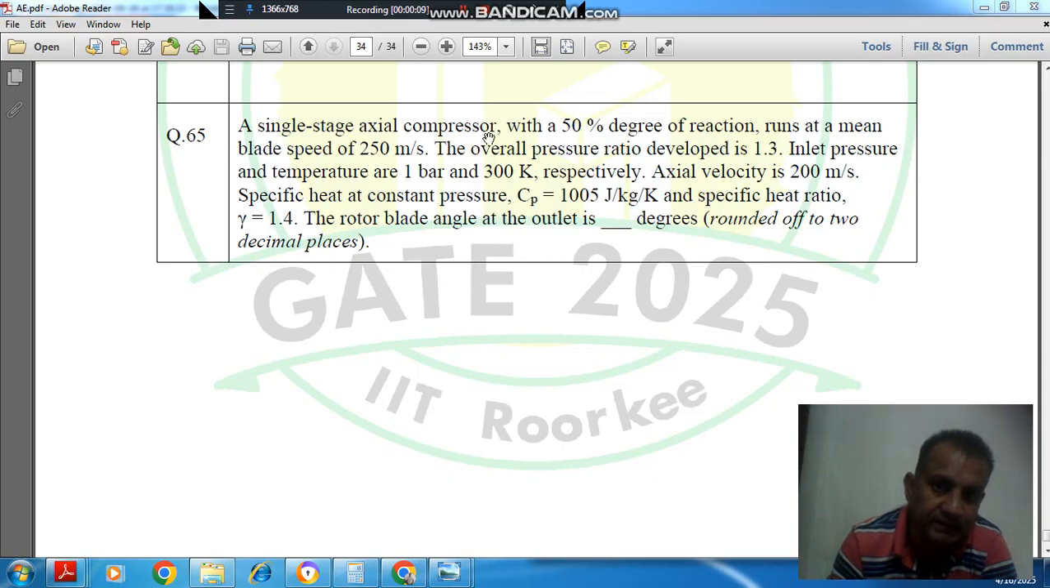A single stage axial compressor with a 50% degree of reaction runs at a mean blade speed of 250 meters per second. The overall pressure ratio is 1.3. Inlet pressure and temperature are 1 bar and 300 Kelvin respectively. Axial velocity is 200 meters per second. Specific heat at constant pressure Cp is equal to 1005 joule per kg per Kelvin, and specific heat ratio gamma is equal to 1.4. The rotor blade angle at the outlet is dash degree, rounded up to 2 decimal places.